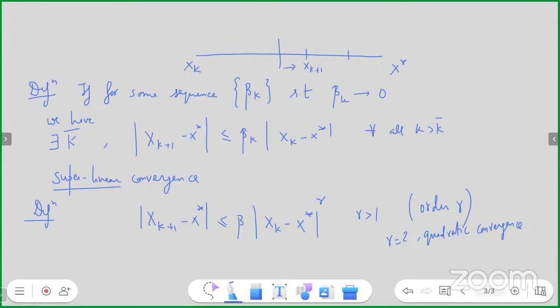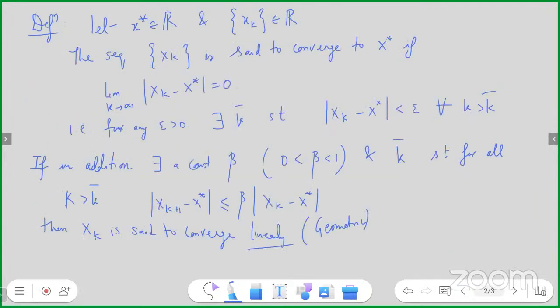You can do this all with xk being non-scalar. So I started with xk belonging to the reals. You can extend this easily to Rn. There's no difference. Just replace all the mods with norms.